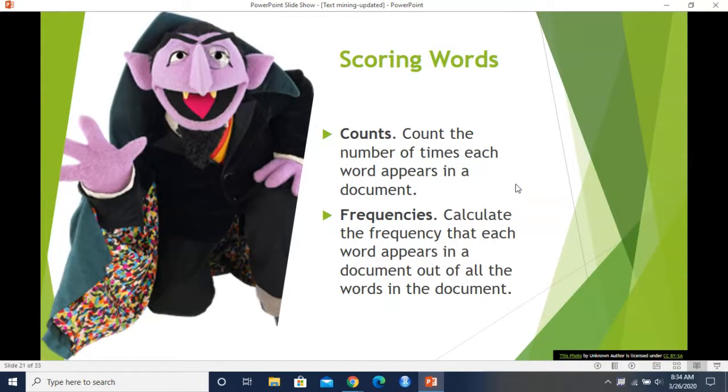Once vocabulary has been chosen, the occurrence of words in example documents needs to be scored. In the worked example, we have already seen one very simple approach to scoring: a binary scoring of the presence or absence of words. Some additional simple scoring methods include counts, which count the number of times each word appears in a document, or frequencies, which calculate the frequency that each word appears in a document out of all the words in the document.